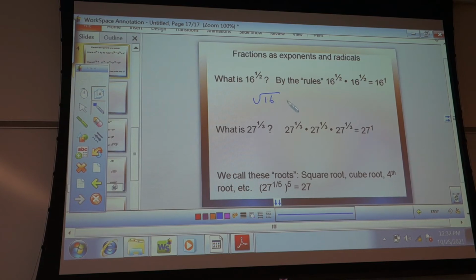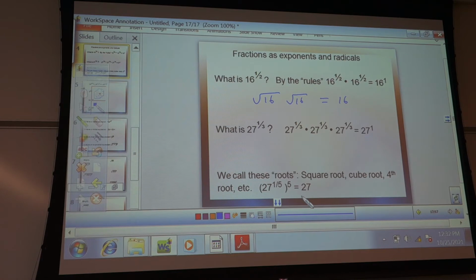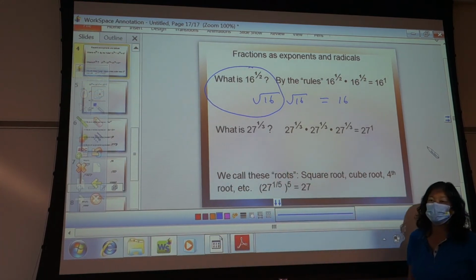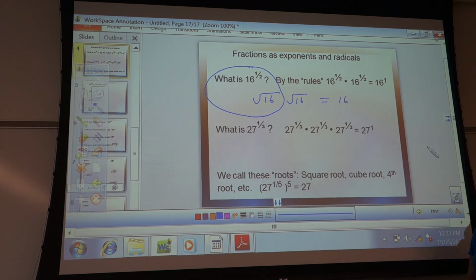Because this says I multiply it by itself twice, I get 16. Oh, so there's something missing on it, okay. What is 16 to the 1/2? 16 to the 1/2 is this. They're the same thing. So it's the number that when I multiply by itself, I get 16. That's what 16 to the 1/2 means. It's the number that gets multiplied by itself twice to get me to 16.